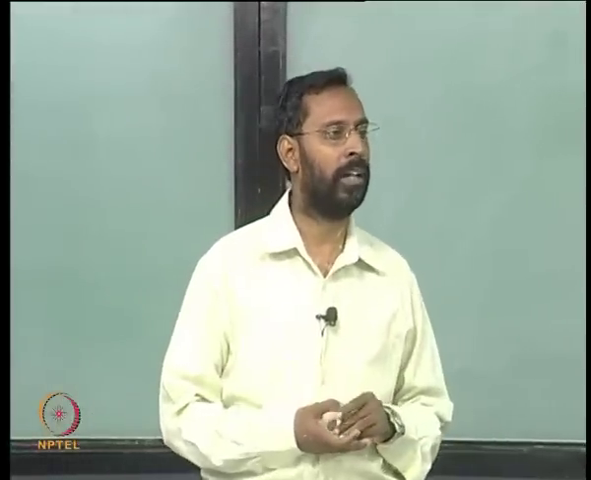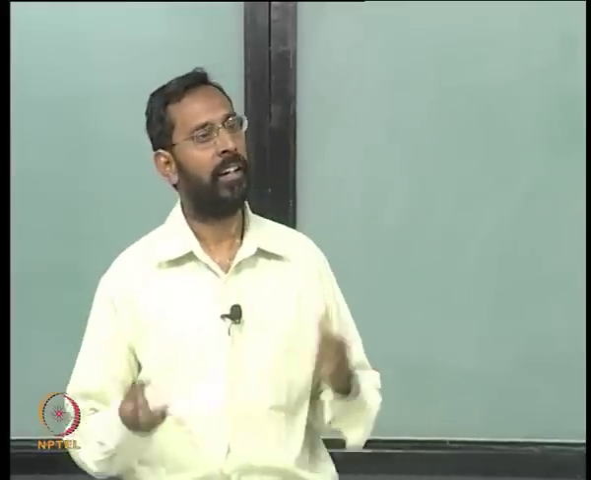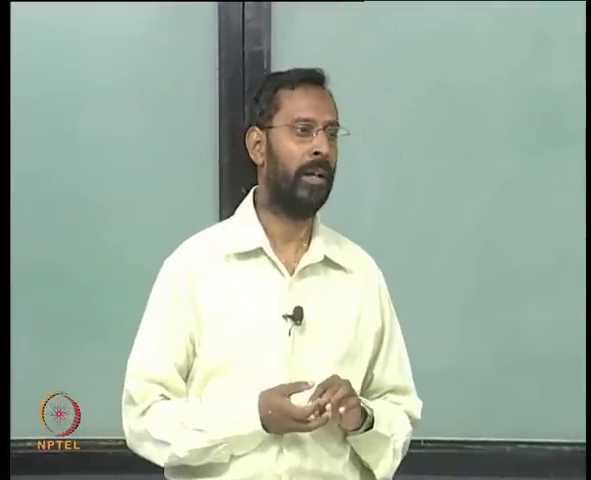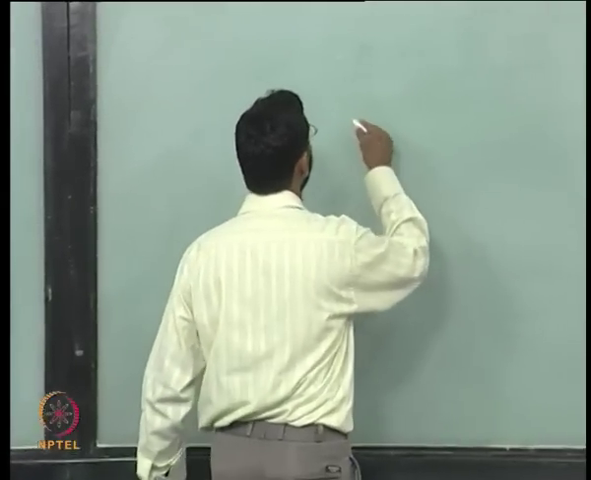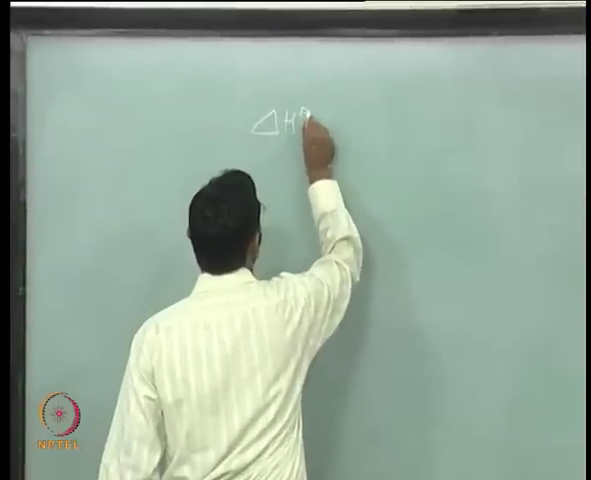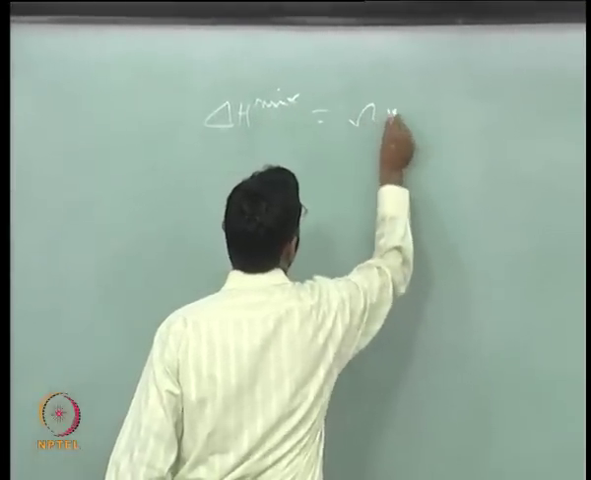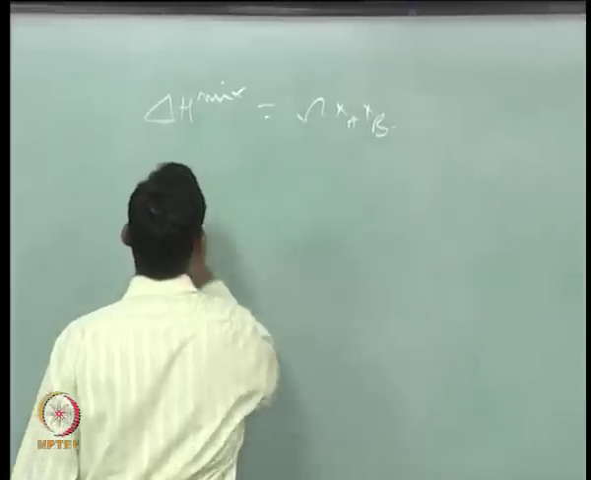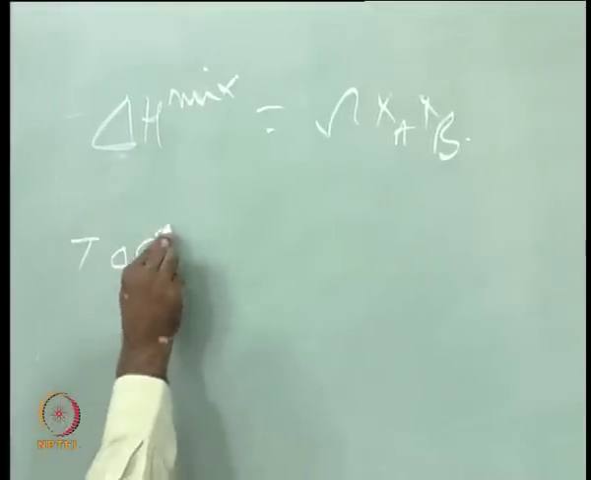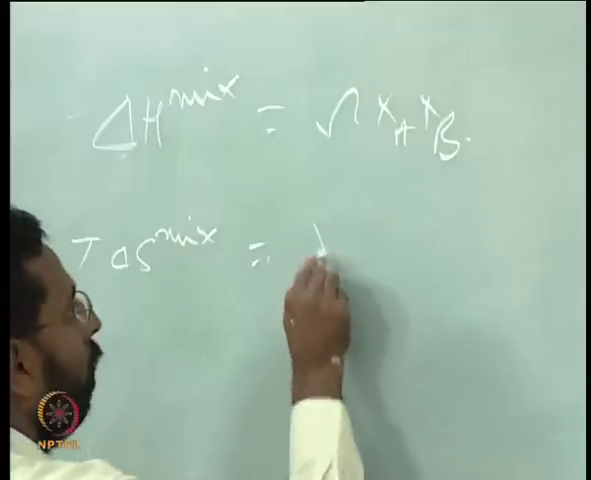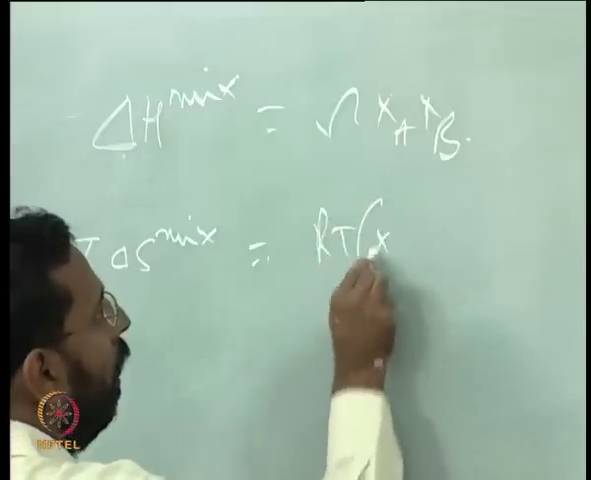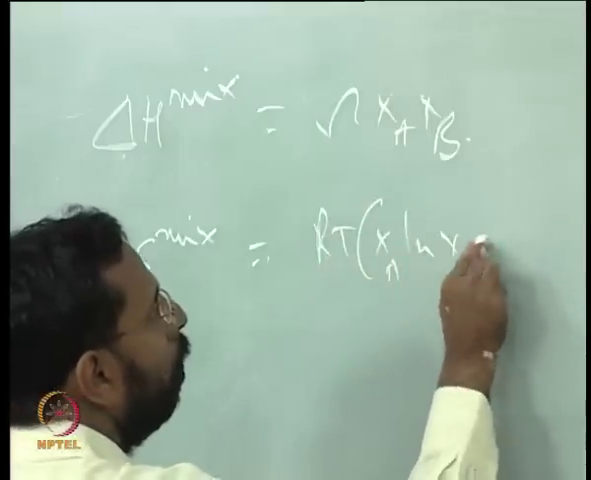So, that means I need to bring in omega XA XB and then try to get an expression in terms of omega. That is the only mistake some of you have made. I think it is not a major problem. The moment you say regular solution model, you know delta H mixing is omega XA XB, and T delta S mixing is what we know: RT (XA ln XA plus XB ln XB).